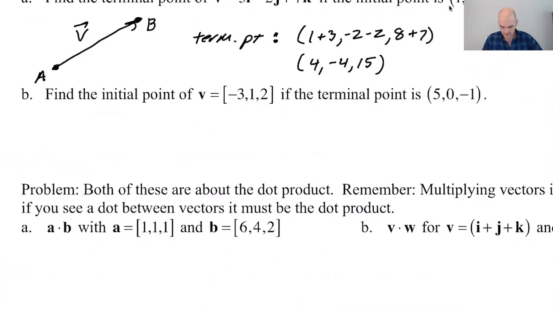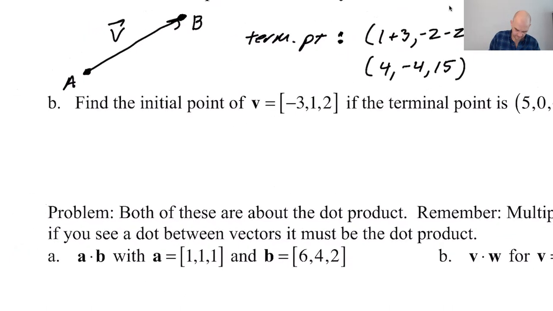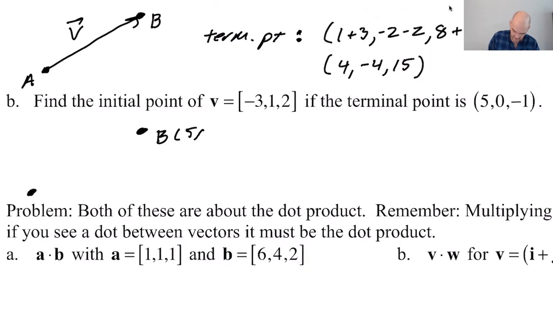So here we want to go backwards. So find the initial point of the given vector. That's not a highlight. That's not my laser pointer. Of this vector given the terminal point, right? So I think the easiest way to do this, right? We want to find the initial point. Here's our terminal point. So this is the point that we know, right? This is 5, 0, -1. And we want to find this point.